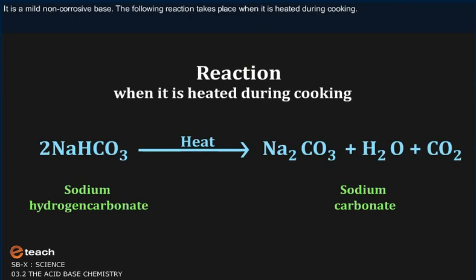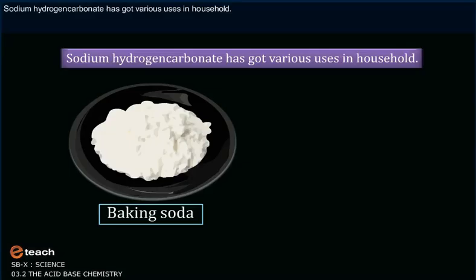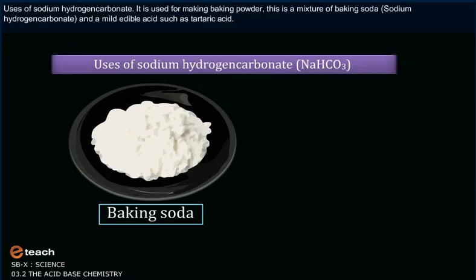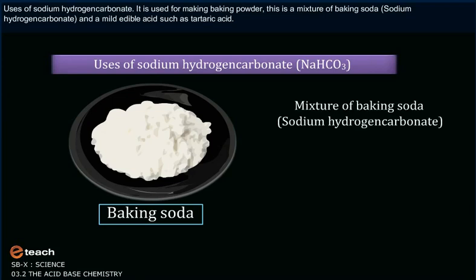The following reaction takes place when it is heated during cooking. Sodium hydrogen carbonate has got various uses in household. Now let us look at the uses of sodium hydrogen carbonate. It is used for making baking powder.